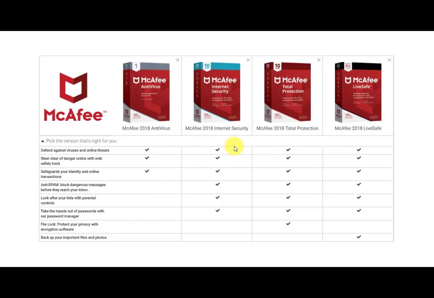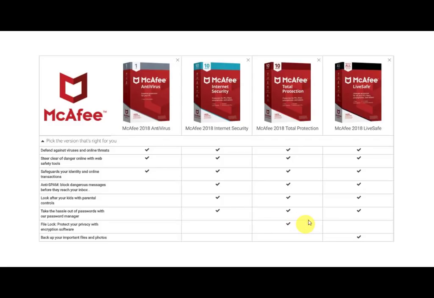From an internet security standpoint, you're going to add on their anti-spam product or feature, also their Parental Control product, which we're going to take a look at when we walk through the portal, and also a password manager. I believe it's called TrueKey, which is pretty cool. So those three things you're going to get with internet security. Total Protection, you're going to get all that you got with internet security, plus you're going to get File Lock, which will allow you to protect your privacy with encryption software. So you can encrypt some of your files on your PC, though not in the cloud.